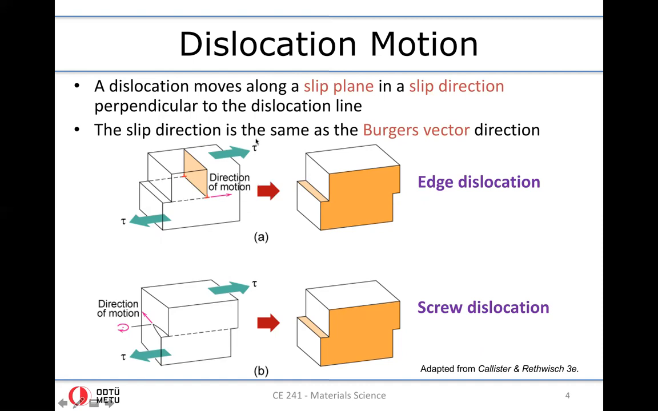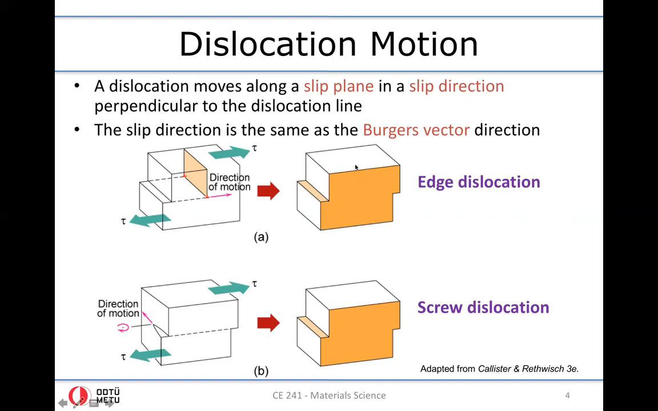Slip direction is the same as the Burgers direction. In the case of edge dislocation, remember Burgers vector has the direction of the motion, essentially. In this case, in the horizontal direction. In the case of screw dislocation, Burgers vector is again in the horizontal direction, in the direction of the shearing, but the dislocation here moves towards the plane, in plane direction. Okay, so these are the mechanisms how the edge and the screw dislocations essentially move.